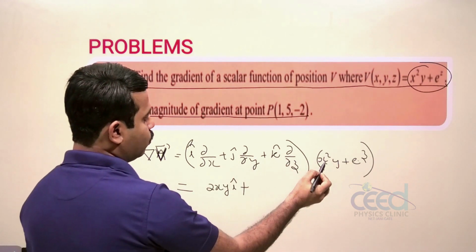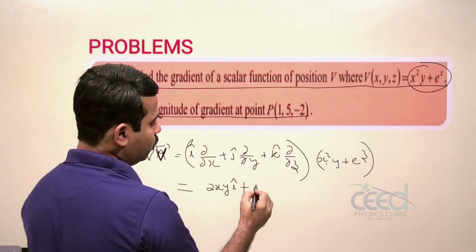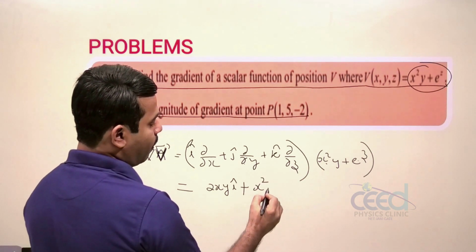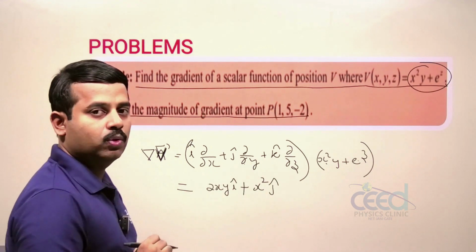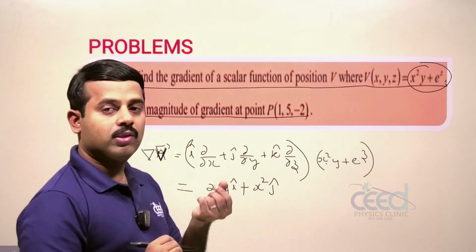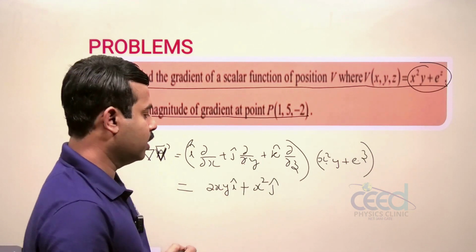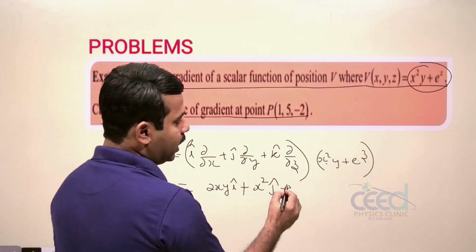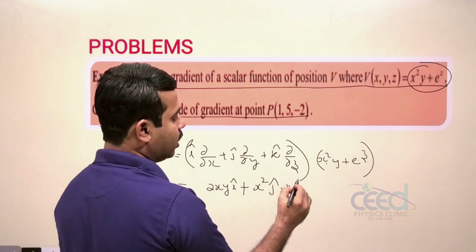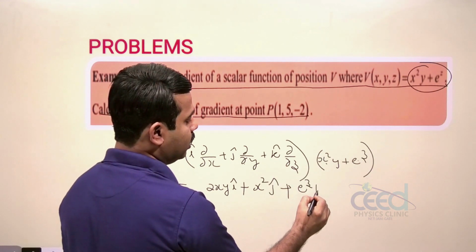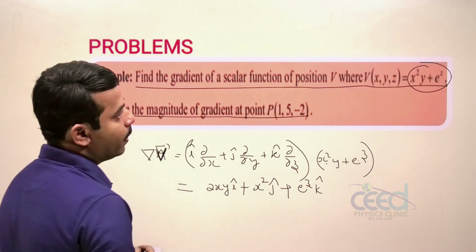Now do this with respect to y, and here you get x square j cap. E raised to z with respect to y is 0 because z is a constant. Now with respect to z, the differential of e raised to z is e raised to z k cap.